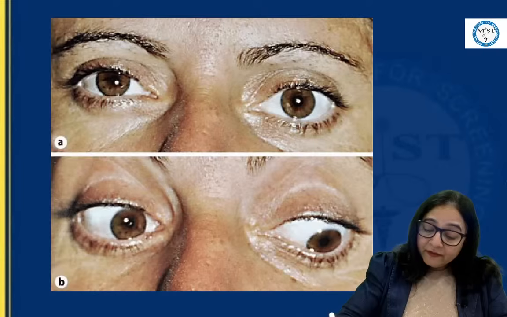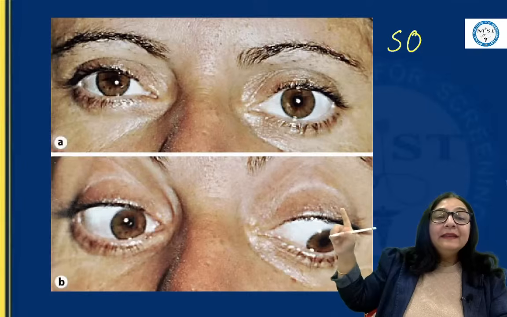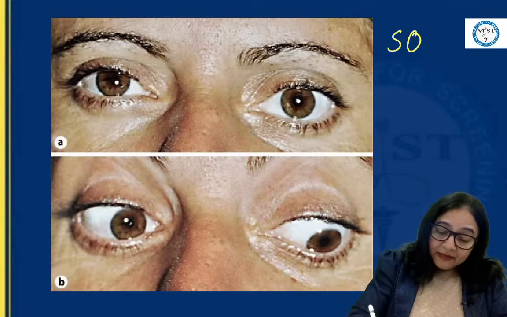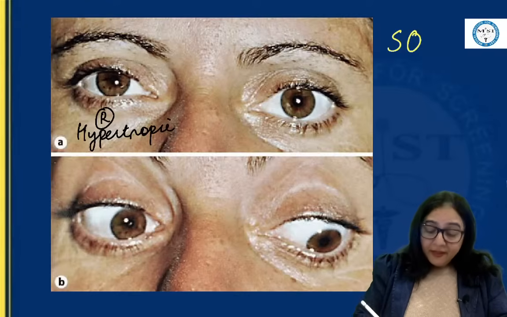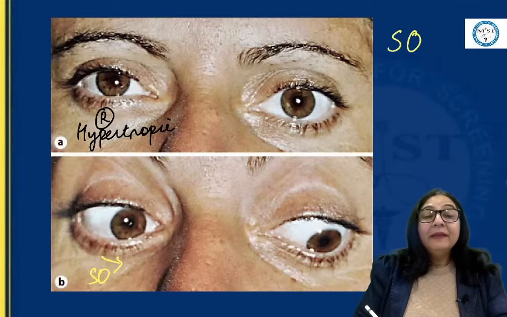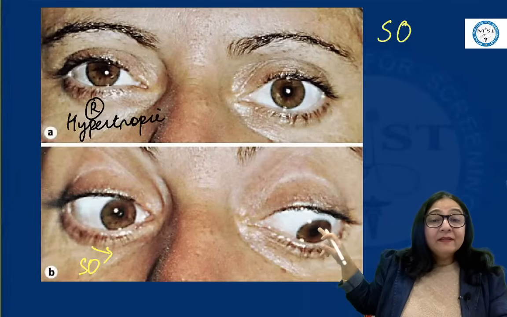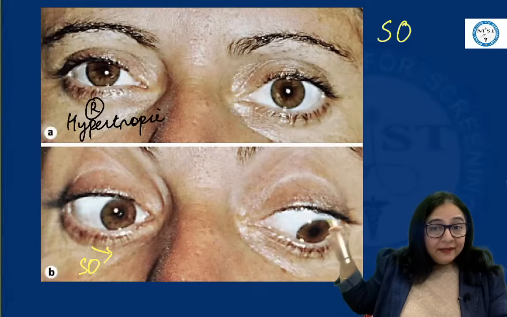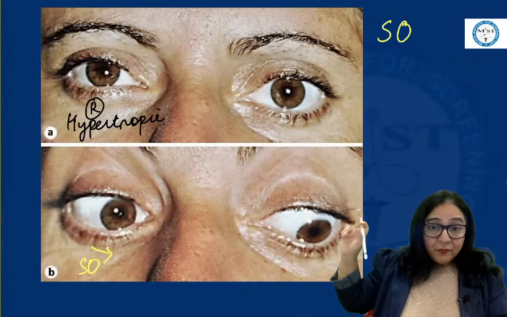So fourth nerve supplies your superior oblique muscle. So in those cases, as you see here in the right eye, there is hypertropia in the affected side, okay, and there is weakness of the superior oblique muscle. So when the patient is trying to look down, there is restricted movement in the right eye. So this is a case of right eye superior oblique.